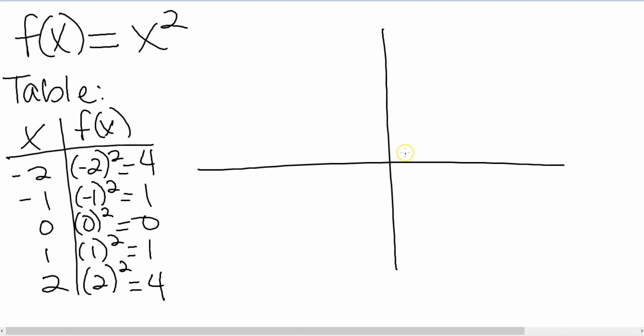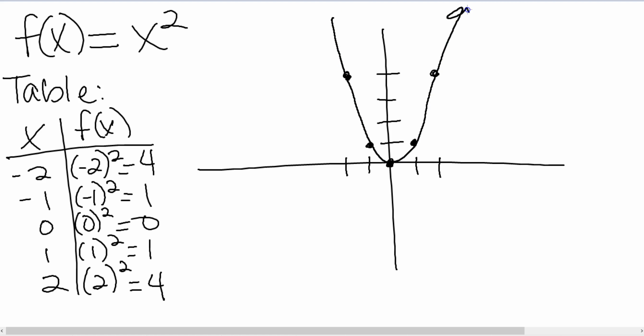So let's graph that. When x is -2, y is +4. When x is -1, y is +1. When x is 0, y is 0. When x is 1, y is 1. And when x is 2, y is 4. If we connect those dots, we have a parabola. Okay? This is called our parent function.